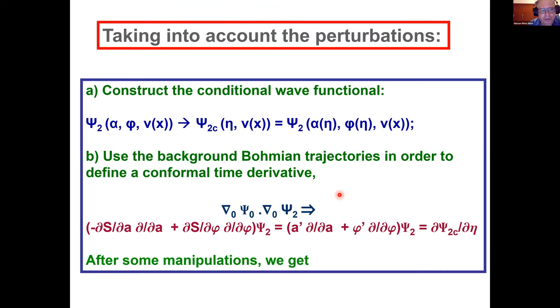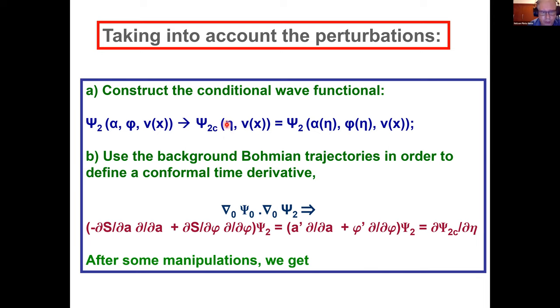Okay. And now for taking into account the perturbations. Having this background solution, if you take the wave function for the perturbations, you can now define the conditional wave function by just putting the background solution here, and then this is a wave function depending on the perturbation and on the conformal time.